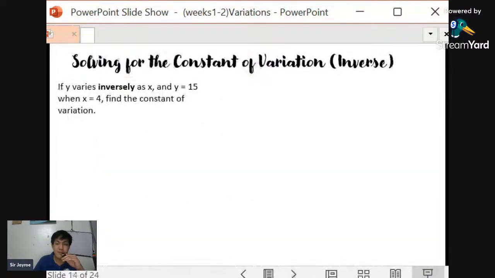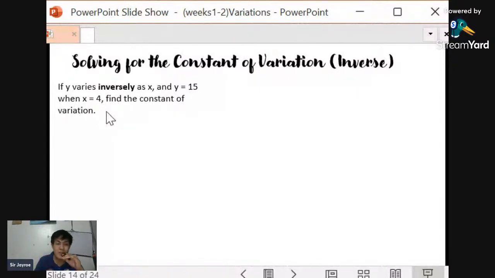So next one. Now, let's have now the solving for the constant. So napakadali lang ng constant pag inverse. I'm going to show you the proper way, but again, there is a shortcut, 'di ba? In constant of variation for inverse, we just have to multiply. Okay? As easy as multiplying. Now, we have here if y varies inversely as x and y is equal to 15 when x is equal to 4. Okay, now, it's your turn.